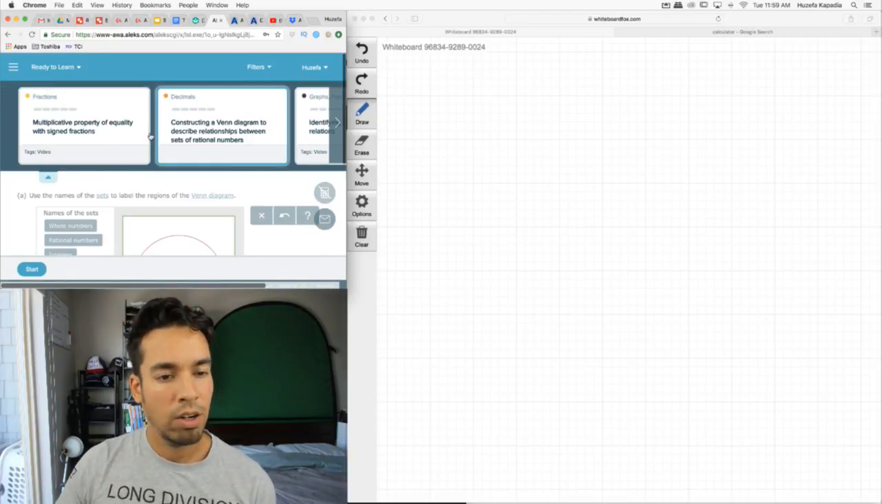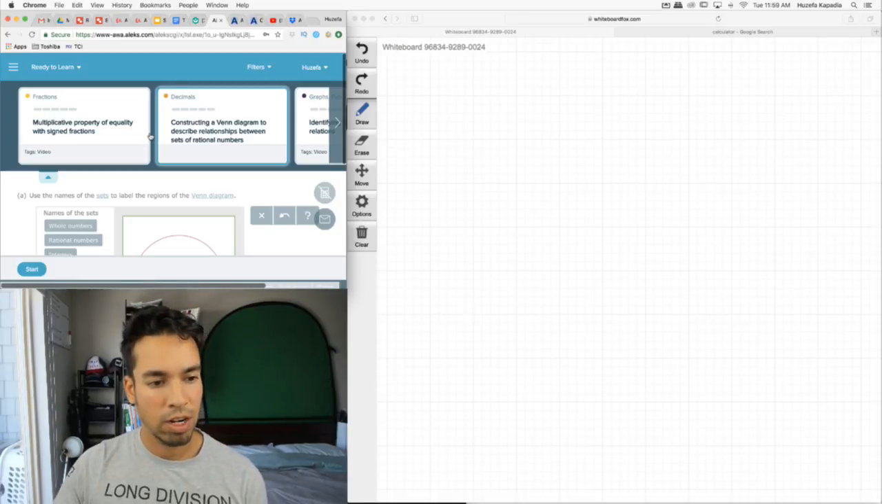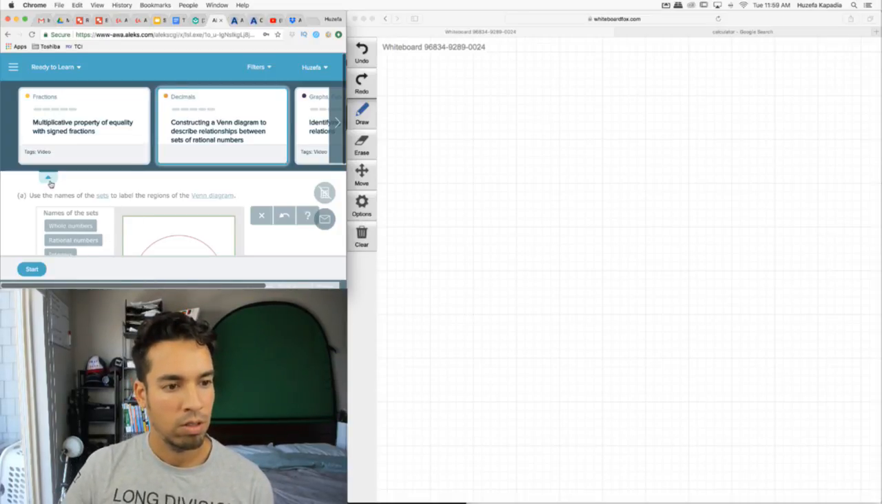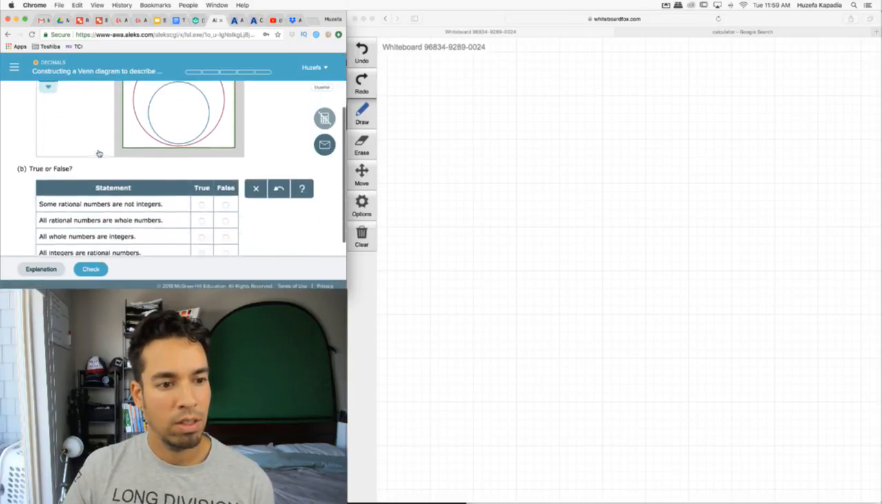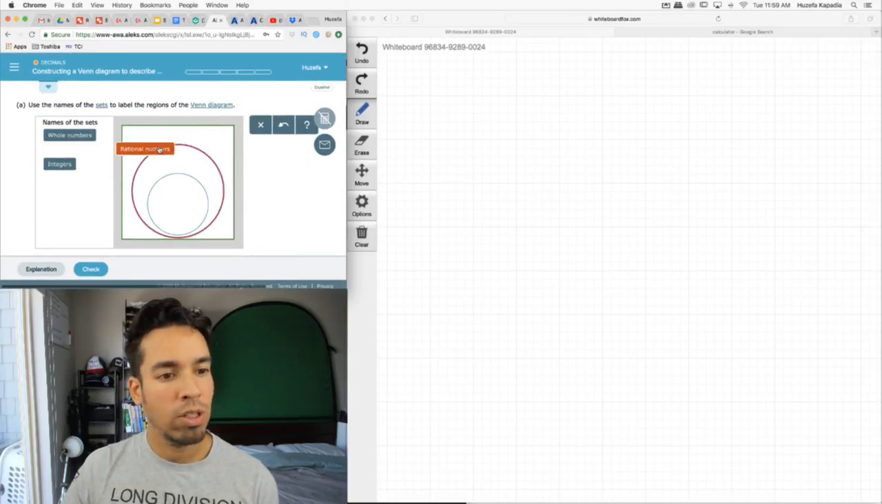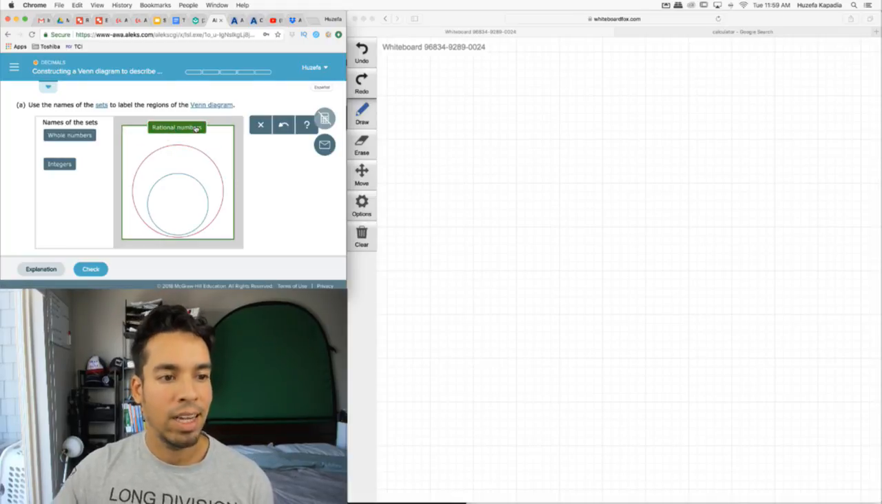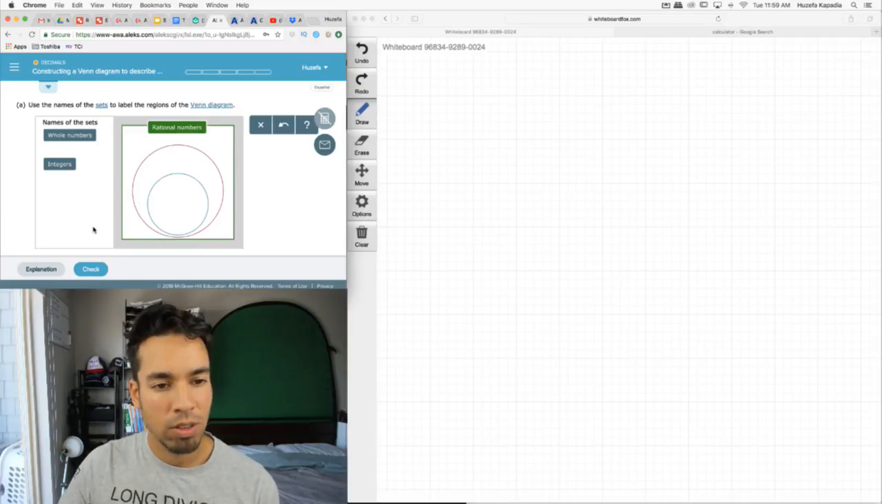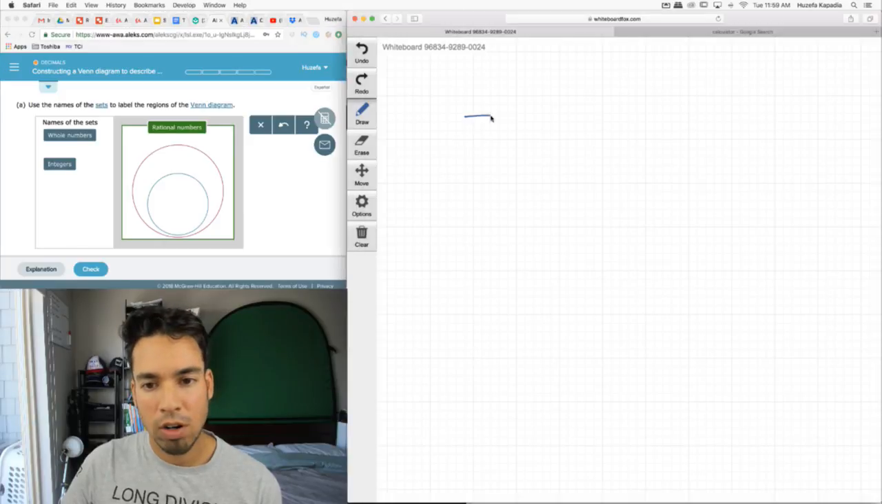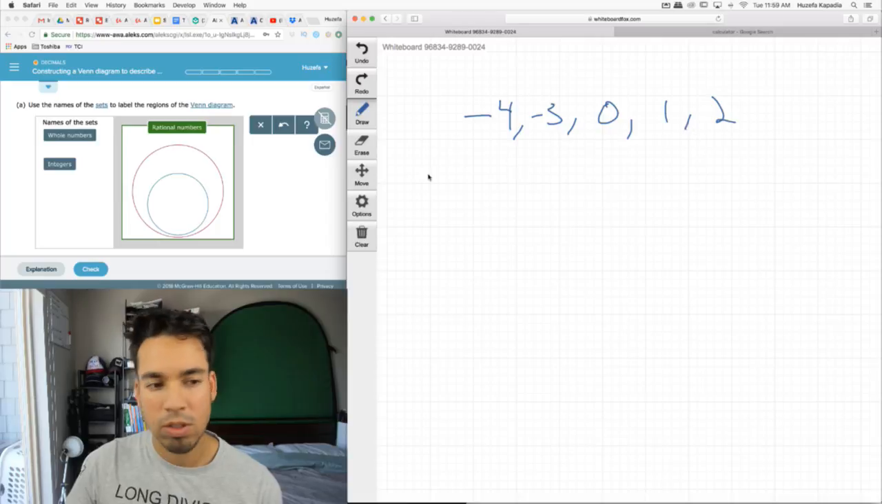Okay, constructing a Venn diagram to describe relationships between sets of rational numbers. So again, with our Venn diagrams, we're talking about universes, and the biggest one is the largest, the most inclusive. So rational numbers is the biggest group because it contains whole numbers and integers. Now, what about whole numbers and integers? Well, rational is kind of everything. It's fractions, decimals, positives, negatives. Integers are negative whole numbers, including 0, and positive whole numbers.